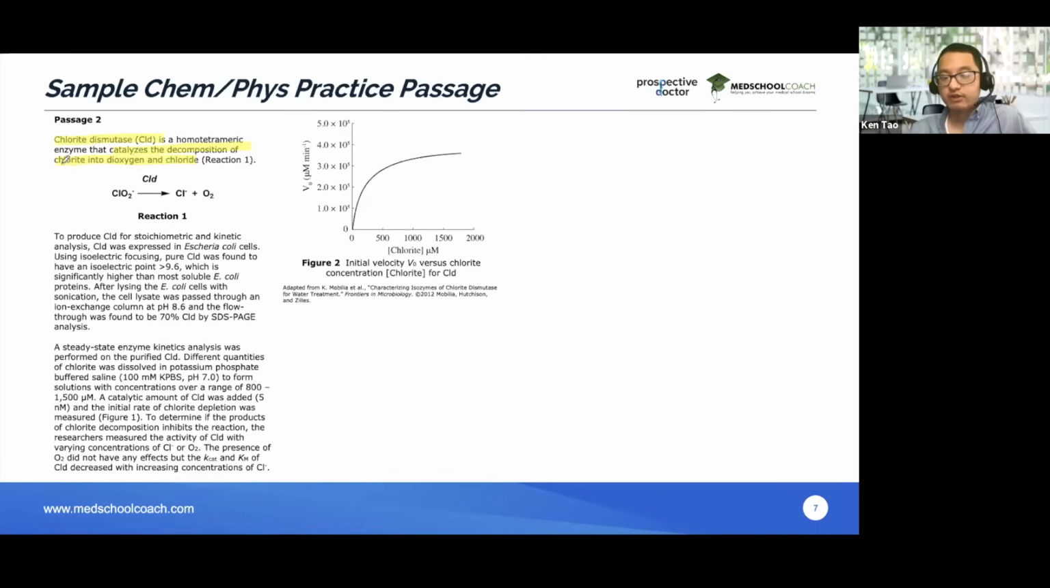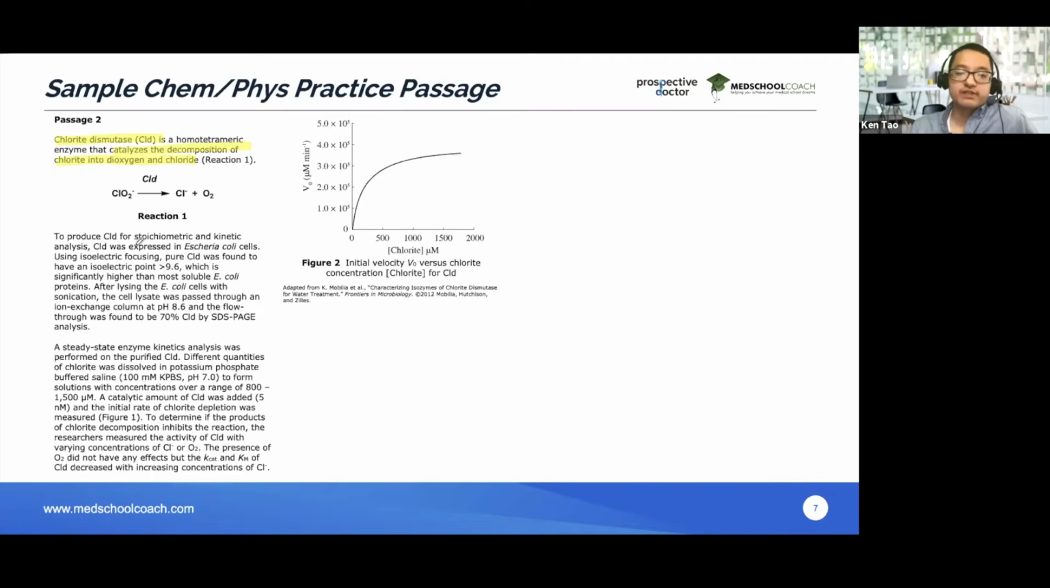You may not know what chloride is, but they show it to you in the reaction. So that's great. So next, to produce chloride dismutase for stoichiometric and kinetic analysis. Honestly, this kind of sentence doesn't say anything, right?